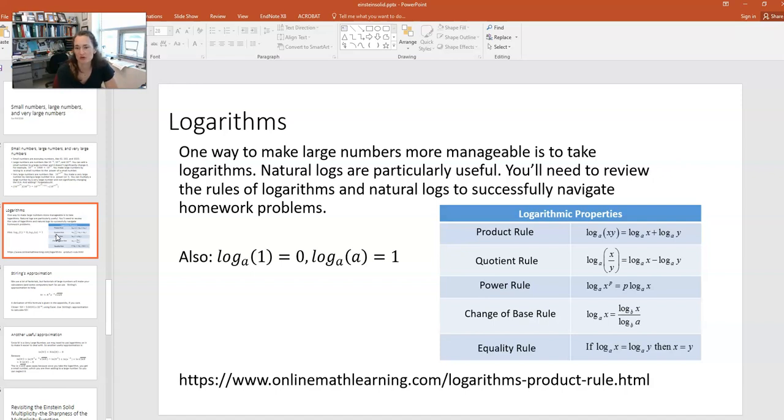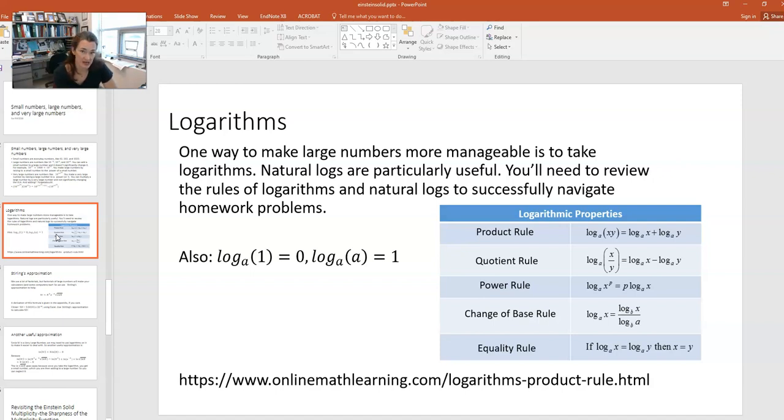For logarithms, you've got the product rule, which means that the log of x times y is the log of x plus the log of y. The quotient rule says that the log of x divided by y is the log of x minus the log of y. There's the power rule, which says that the log of x to the power p is p times the log of x.